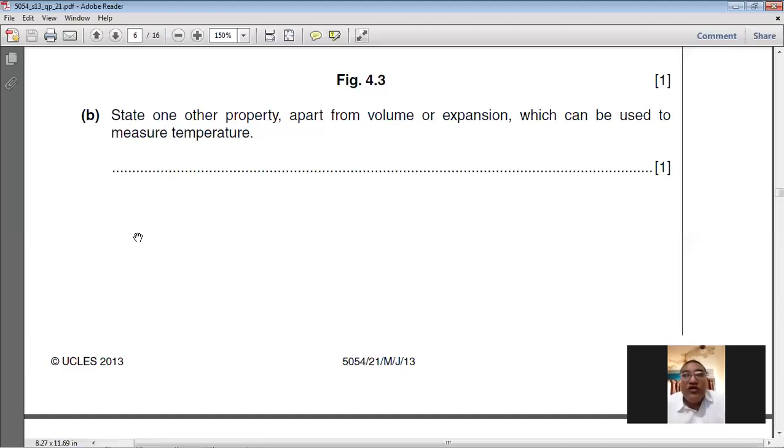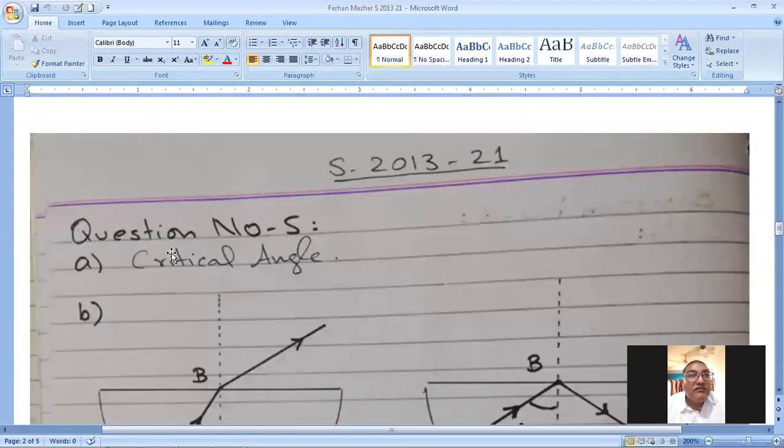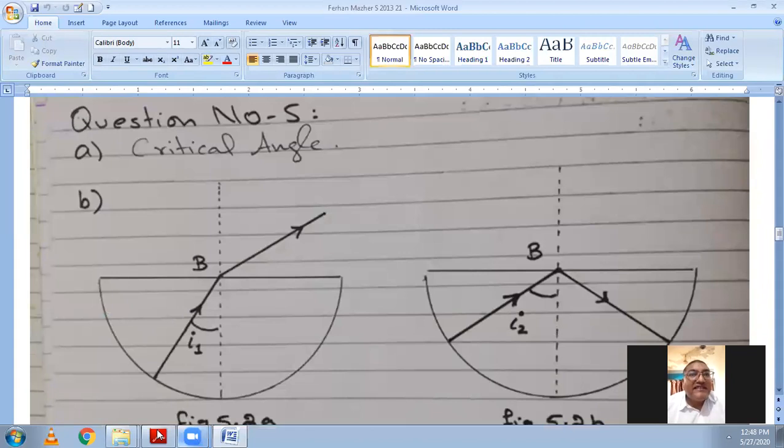You have to write only one name. For example, you can say resistance of a conductor. It's a 1 mark question. Resistance of a conductor. I have just mentioned one. You can mention more. There are other properties also. You can mention any one. Okay, so that's it with question number 4.